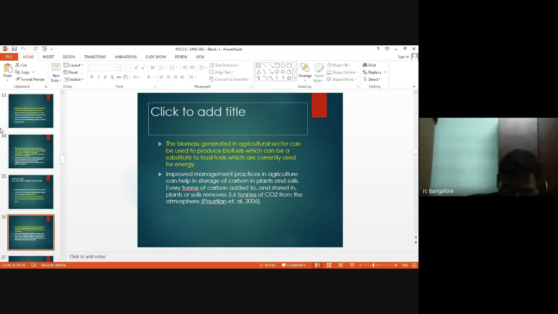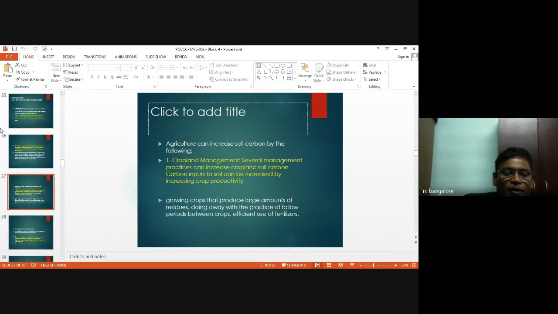Studies show the removal of carbon dioxide from the atmosphere. Agriculture can increase soil carbon. So how does it happen? Cropland management: several management practices can increase cropland soil carbon. Carbon input to soil can be increased by increasing crop productivity, growing crops that produce large amounts of residues, doing away with the practice of fallow periods between crops, and efficient use of fertilizers.